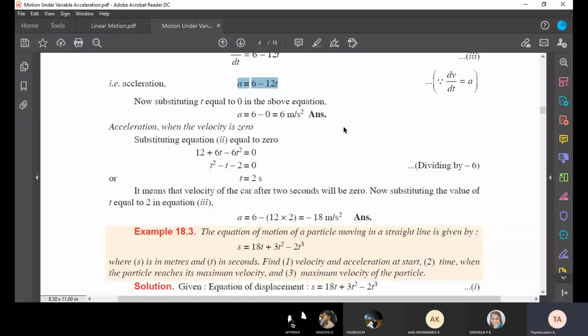Now acceleration. They ask acceleration, no, when velocity equals 0. So time t, we got it. Acceleration, already we have the equation. We apply time t equal to 2 seconds, then we got acceleration. Any question? Class representative? No, sir. Understand clearly? Yes, sir. Okay.